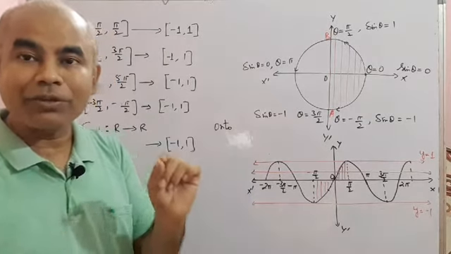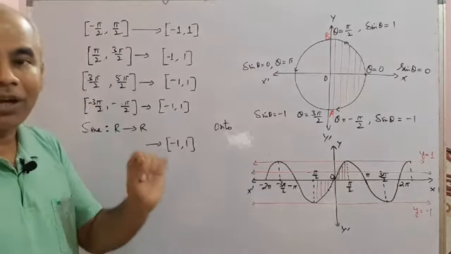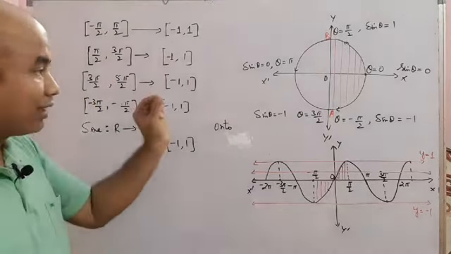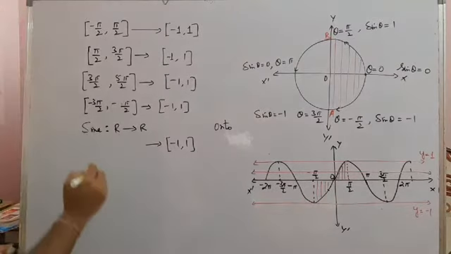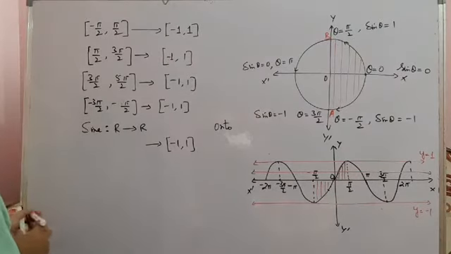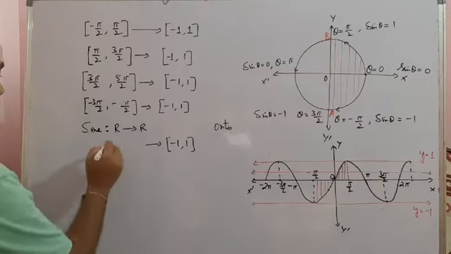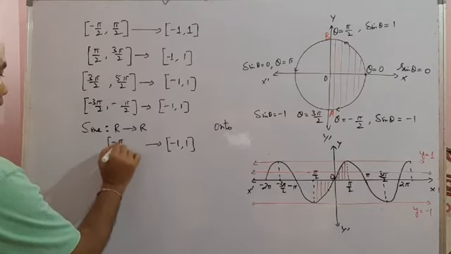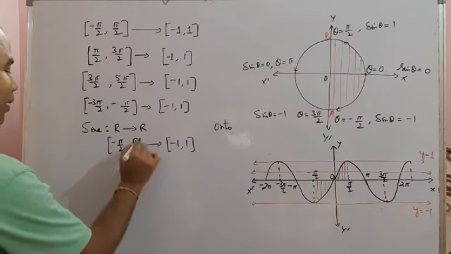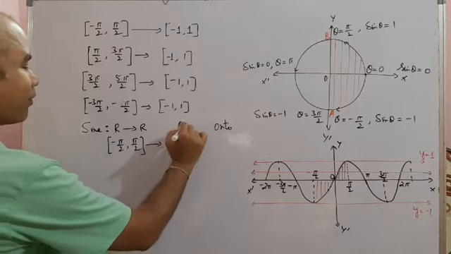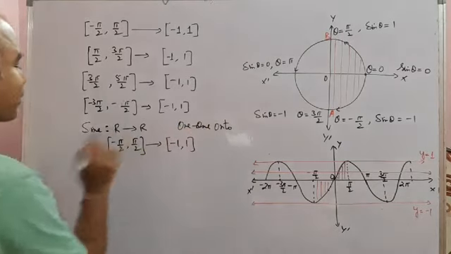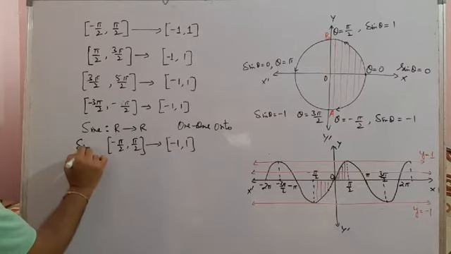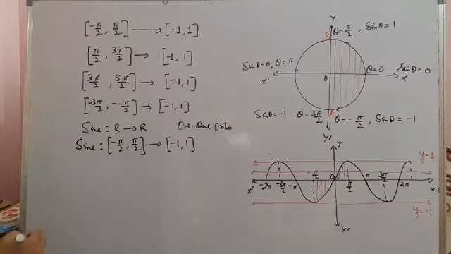So we are going to select that interval where theta was numerically small, and I just explained that that interval is minus pi by 2 to plus pi by 2. So I will write the domain as minus pi by 2 to plus pi by 2. If I write the domain as minus pi by 2 to plus pi by 2, then the function will be 1-1. That means the sine function will be 1-1 if I write it in this way.